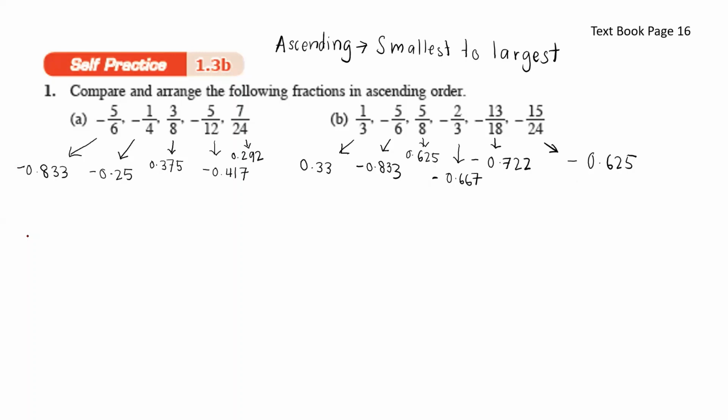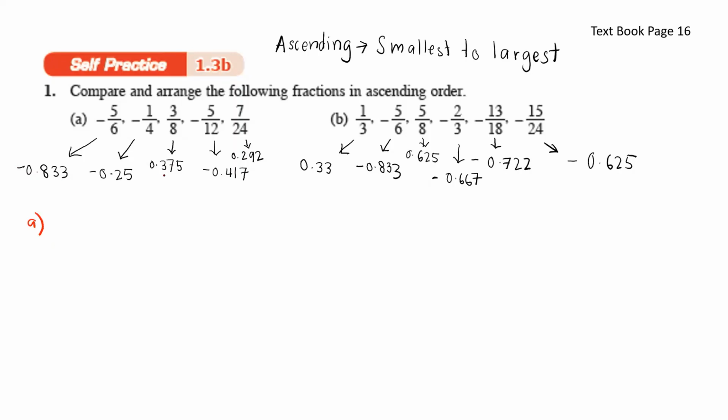In this video, I will be explaining 1.3 positive and negative fractions. Compare and arrange the following fractions in ascending order. So first, let's get the decimal value for these fractions. I've already calculated them and put them down below here. So next, let's arrange.